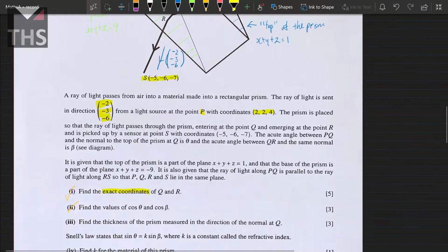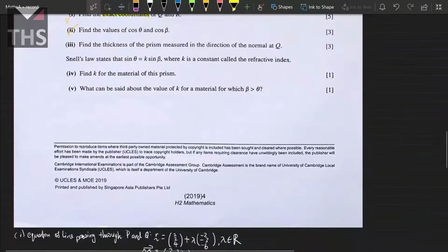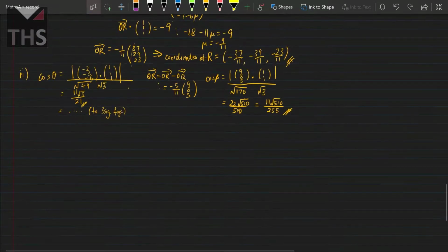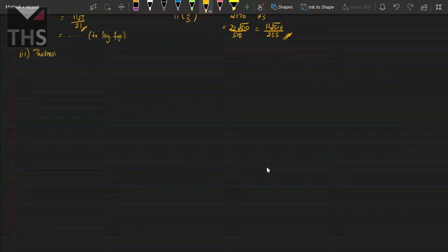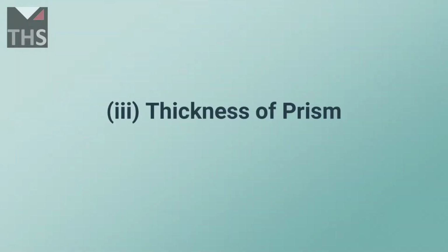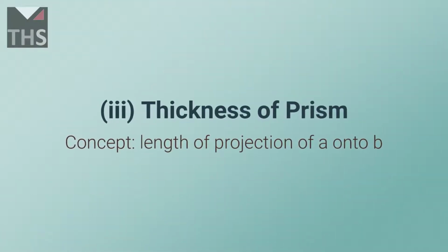So now that we know this, it's not so intimidating anymore. Okay? Part 3. So essentially, what we are doing, the thickness of the prism, is the length of projection. So how do we do the length of projection?